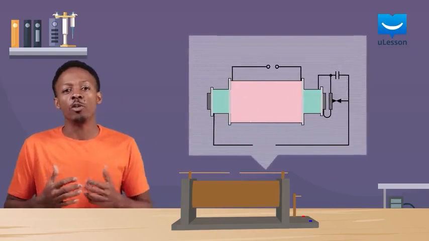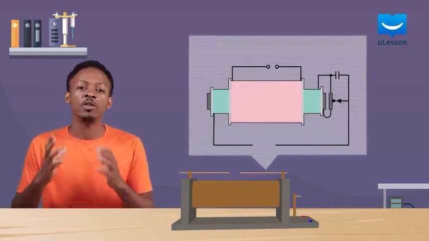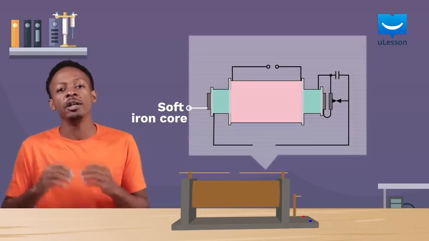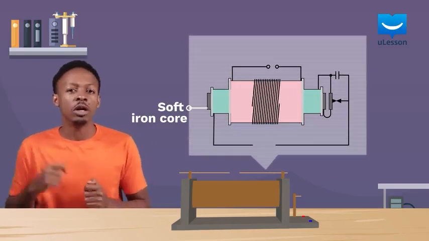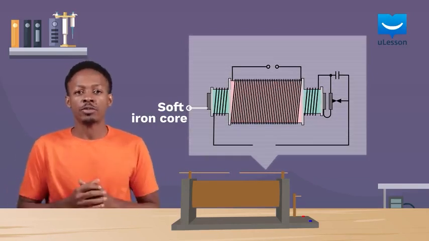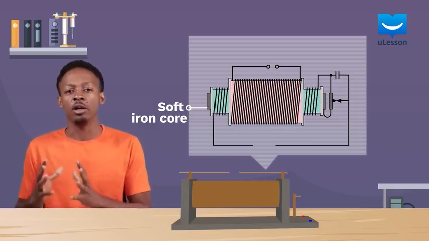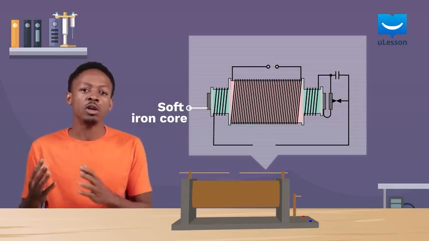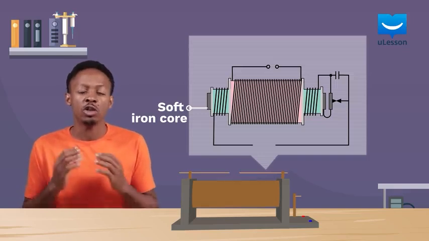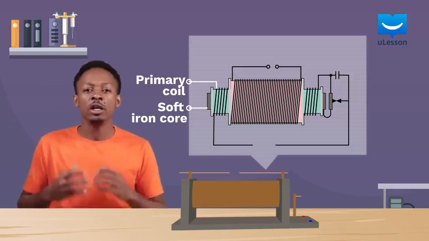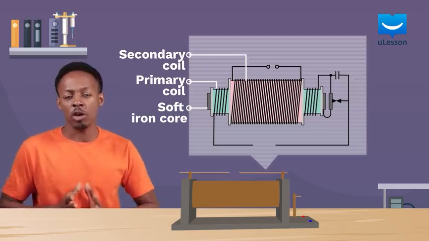Just like in the transformer, the induction coil consists of a soft iron core with two sets of coils, separated by an insulator and wound around an iron core. One of the coils has a lower number of turns than the other. In induction coils, the coil that has the lower number of turns is called the primary coil. The coil with a higher number of turns is called the secondary coil.